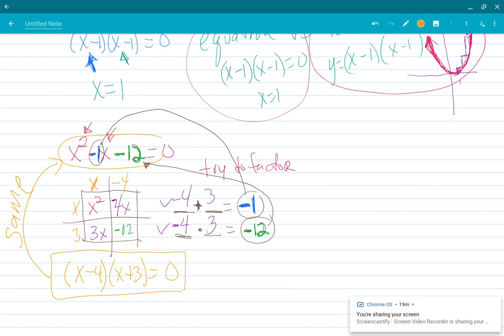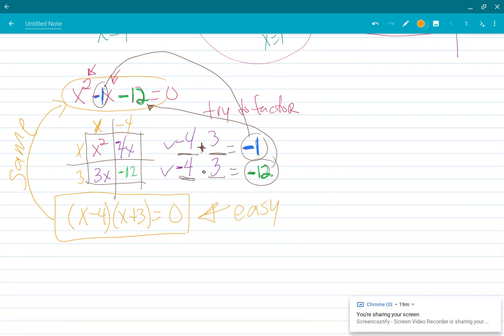All right, so now we like this one because this is easy to find. This is easy, right? So what number can we slide into x to get rid of this -4? So x must equal 4. Or we can slide a number in here and get rid of this 3. What number would get rid of 3? -3. So these are the answers. So x equals 4 or -3.